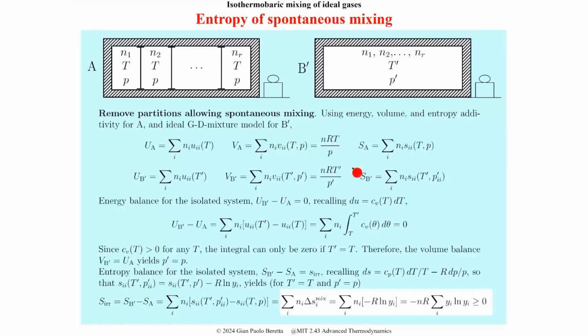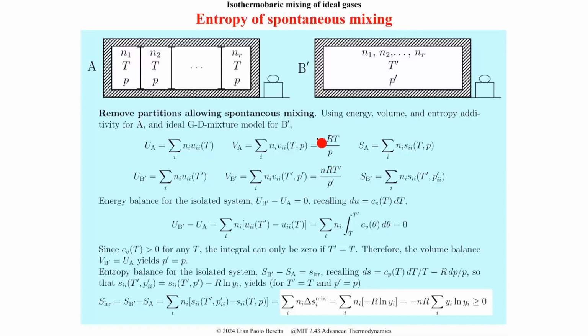Then, if I make the volume balance equation, here's another mistake. This is a V, not a U. So the final volume, since we are in the same overall box, final volume is equal to initial volume. So these two are equal.